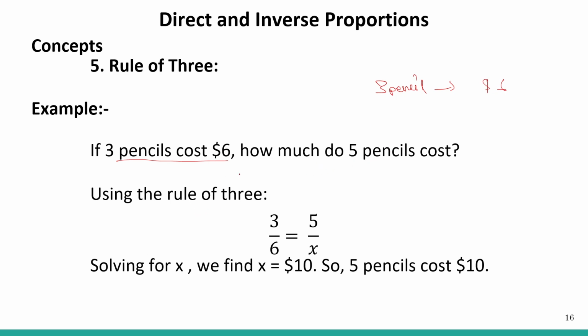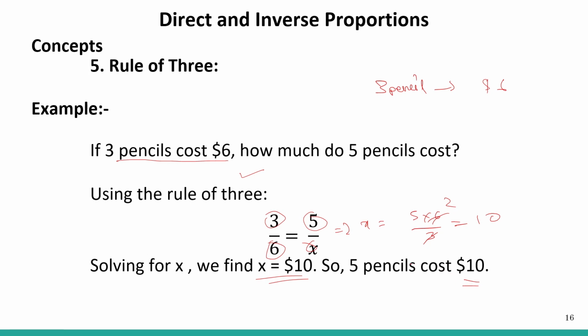Okay, so using the rule of 3, what we can figure out is 3 by 6 is equal to 5 by x. So this implies that x is equal to 5 into 6 by 3. So 3 into 2 is equal to 10. So x is equal to 10. So solving for x, we got x is equal to 10. So 5 pencils will cost $10. Okay, so $10 will be the right and correct answer.